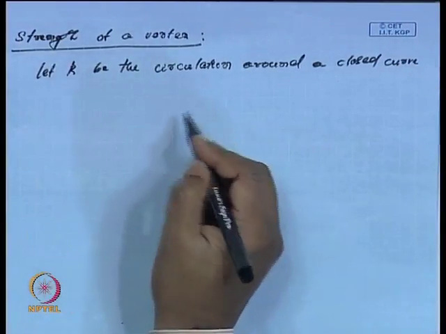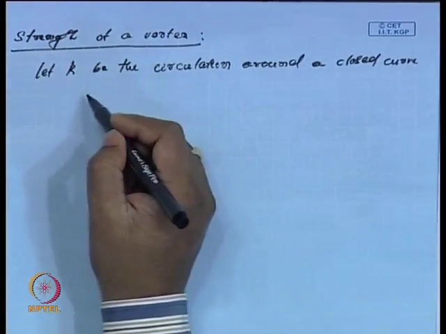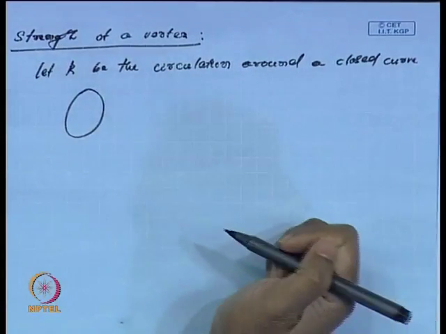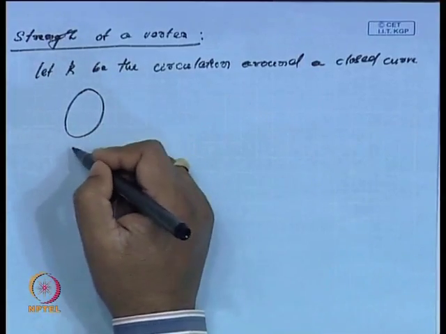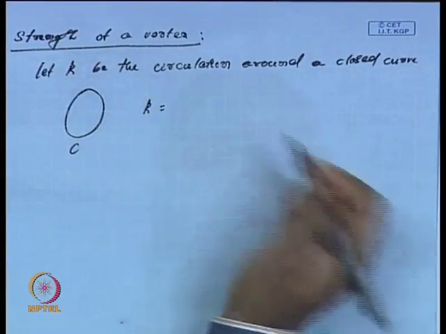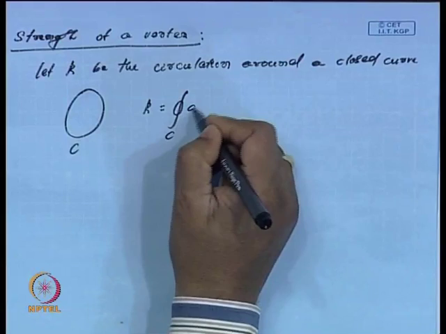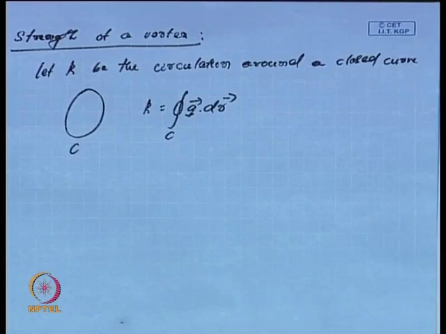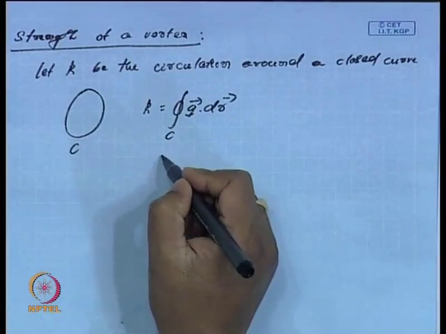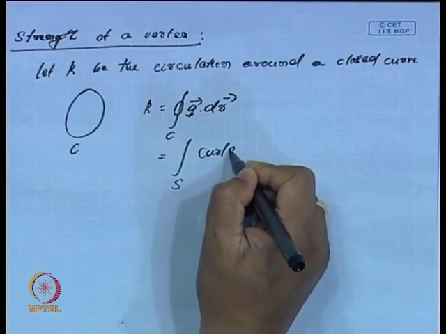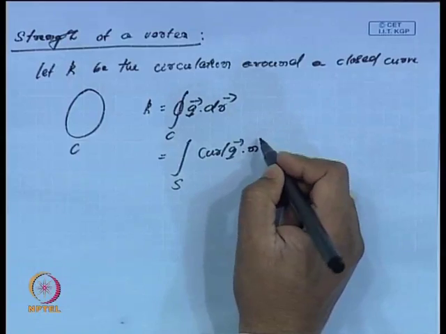And sketch the circulation around a closed curve which encloses a vortex tube. Then if C is the boundary of this closed curve, what will happen to K? K by definition is the integral over C of q bar dot dr bar, that is the definition of circulation. If I apply Green's theorem, that is nothing but the integral over the surface of curl of q bar dot n hat into ds.